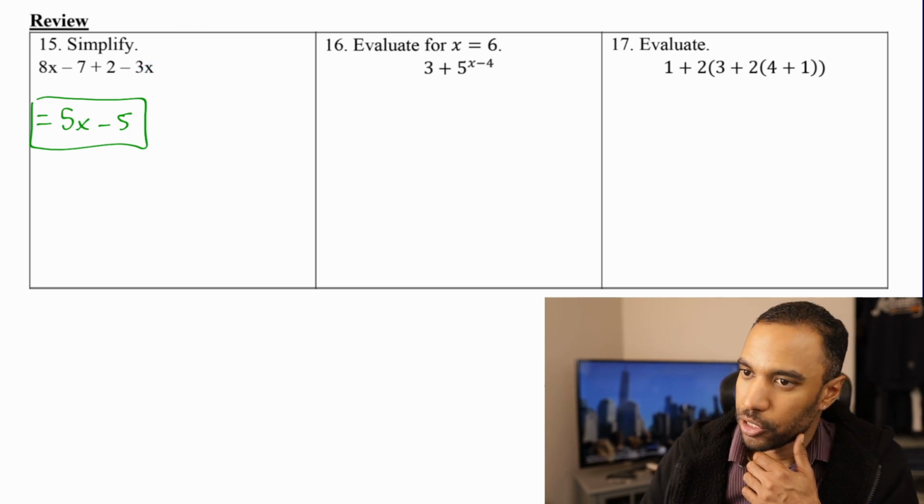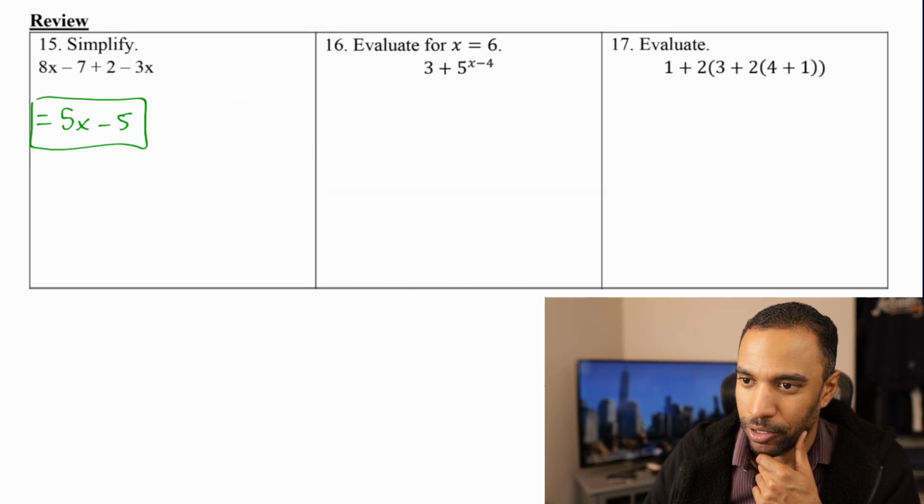Number 16. What colors did I use? Red, blue, purple, or green, blue, purple?